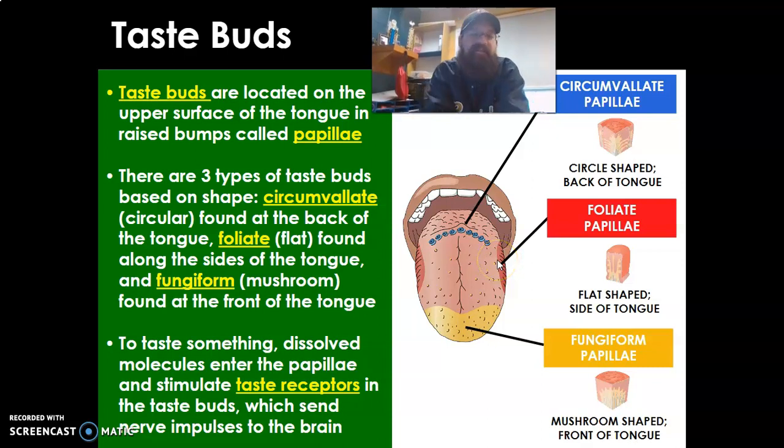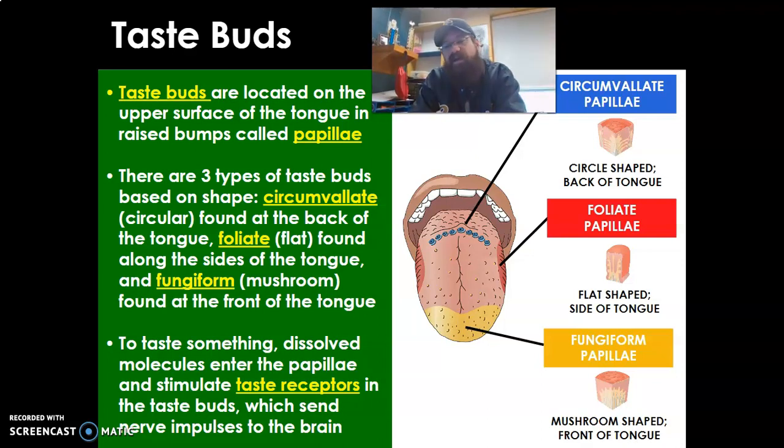All right, and then we have fungiform or mushroom-shaped at the front of the tongue. And you have on the right-hand side of these notes here a really good summary that may help you in your notes. Circumvallate or circle-shaped, they're found on the back of the tongue.